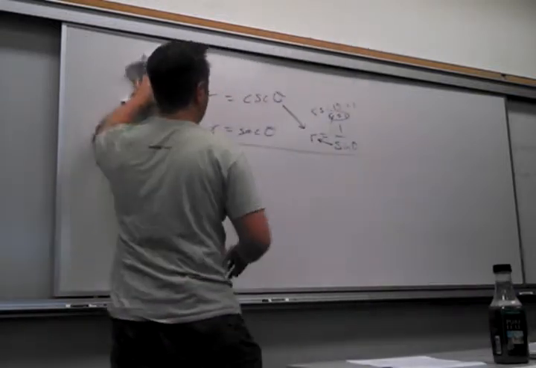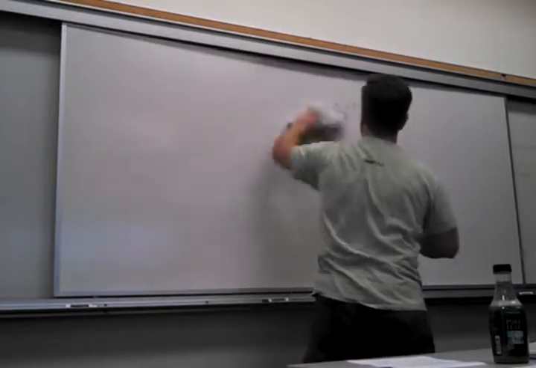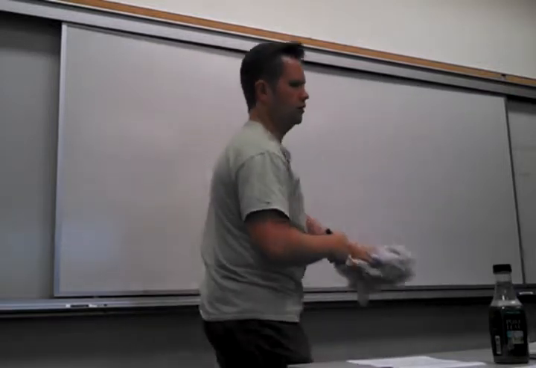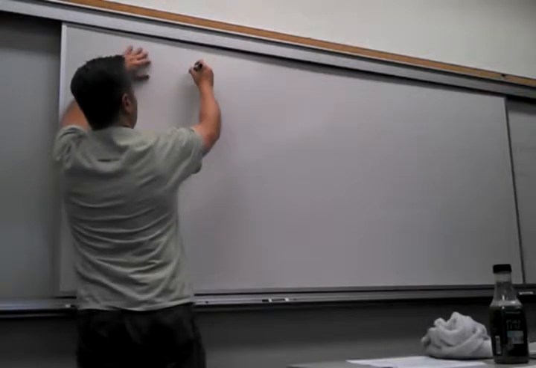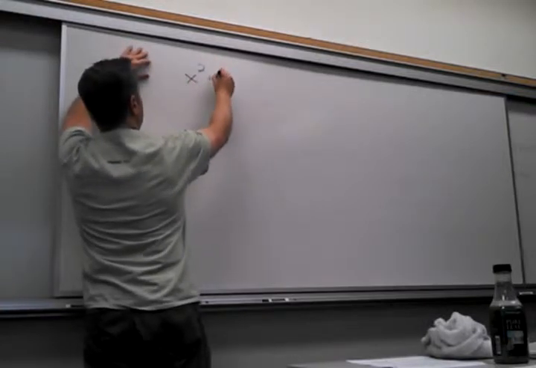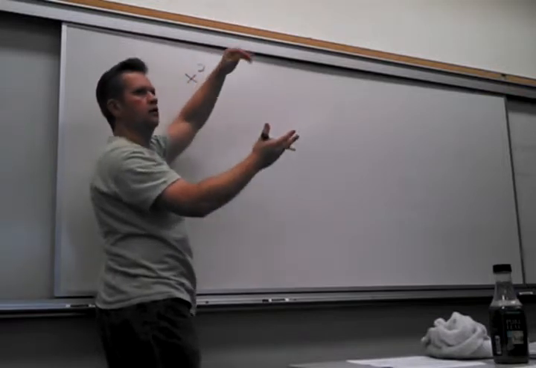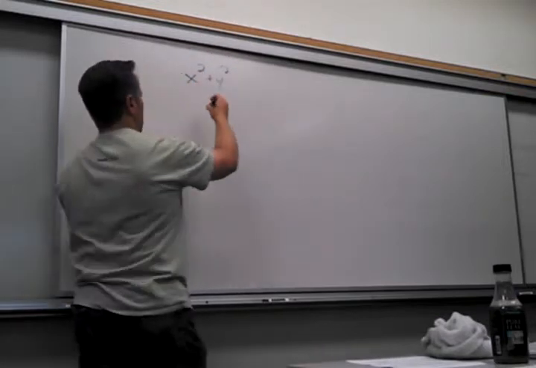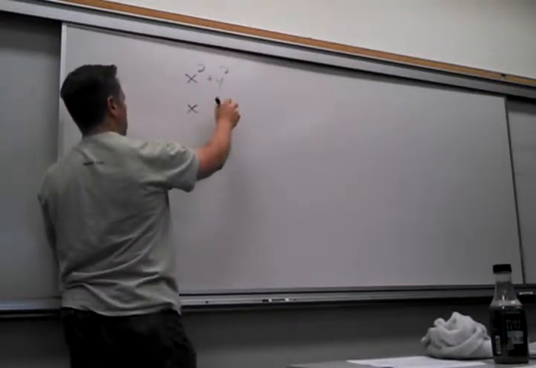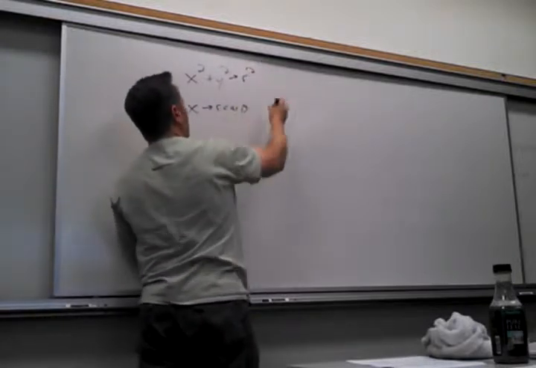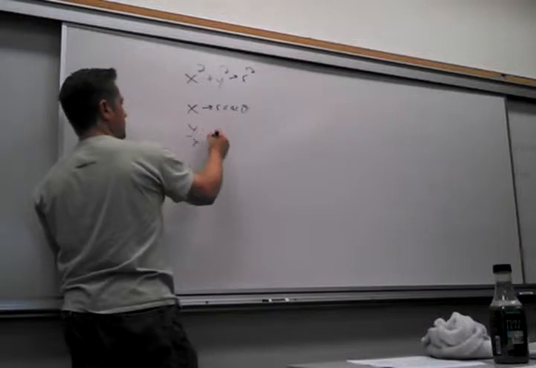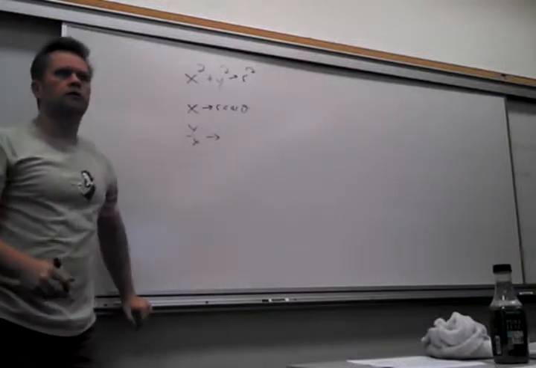Alright, so what about the other way? The other way normally should be the slightly harder way, but even then, what are you looking for? I'm looking for x squared plus y squared, because then I can replace that with r squared. I'm looking for x, because I can replace that with r cosine theta, same thing with y. I'm looking for y over x, because I can replace that with tangent theta.